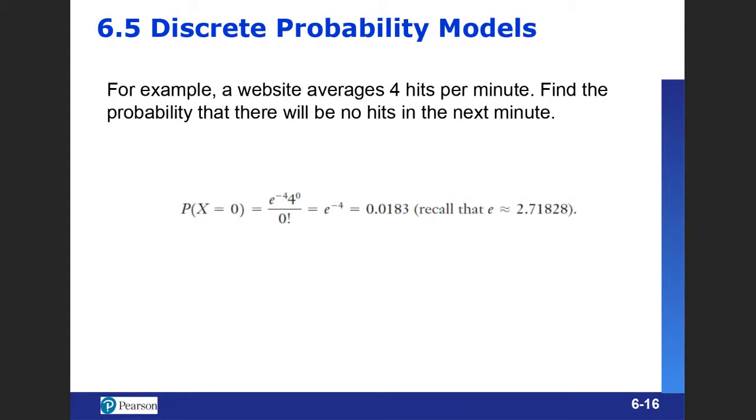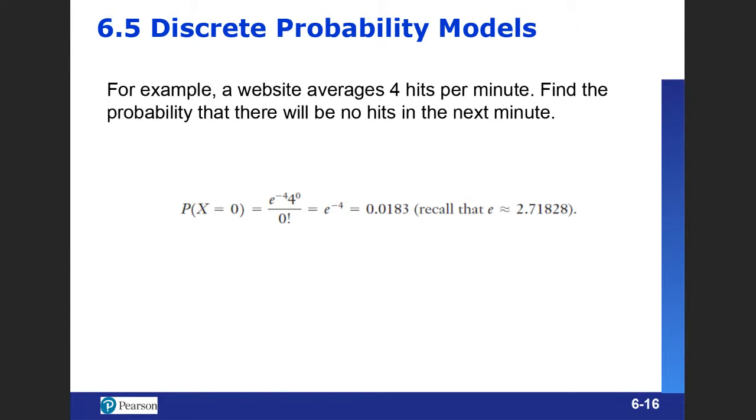So let's look at this example. A website averages 4 hits per minute. Find the probability that there will be no hits in the next minute. So let's think about it first. A website averages 4 hits per minute.